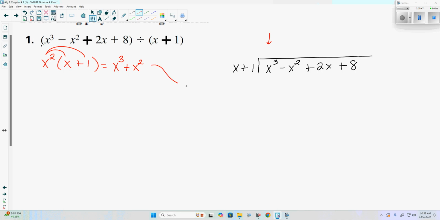Now we're going to take this expression and write it underneath. And we want to make sure we line the like terms up, so we have x cubed under x cubed, the x squared under the x squared. And again, you might want to write that off to the side, the x squared times x plus 1, because we're going to be going down. We have multiple steps underneath it.